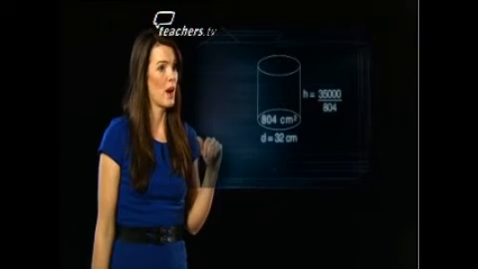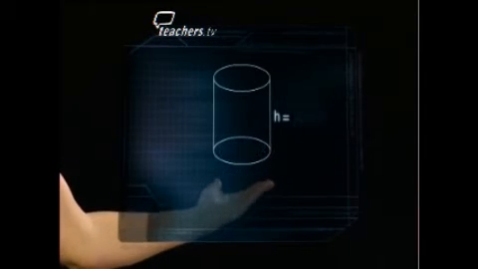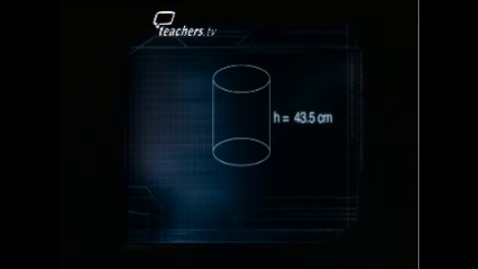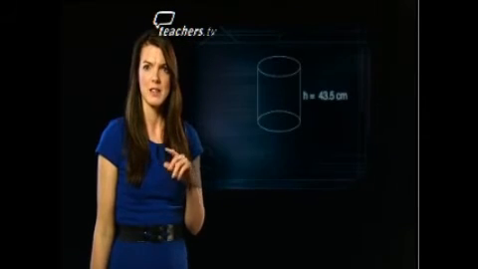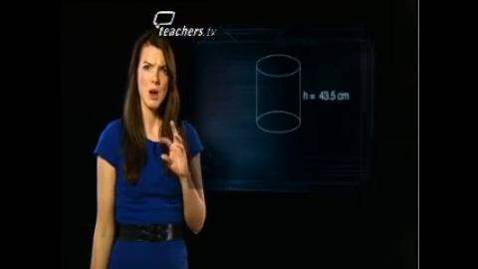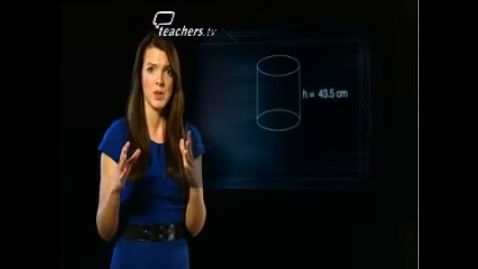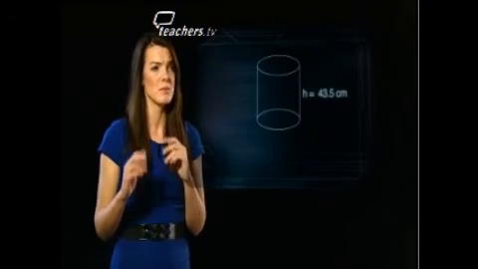So 35,000 divided by 804 gives us 43.5 centimetres, which is the minimum height I will need my water to be filled to. But let's round it up a little bit, just to leave some space for those lights and some pumps. So I'll get him to make it 48 centimetres high. That should be just about perfect.